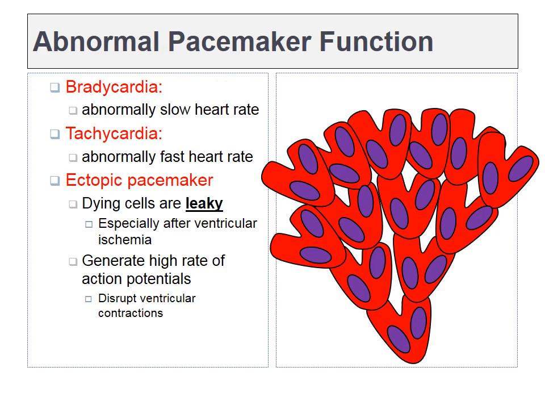Because of the relative simplicity of the SA node and its function, as well as the interconnectedness of all of these cardiac myocytes, it's relatively simple for a heart to develop an ectopic pacemaker. The heart does not need to grow a structure, like growing an extra arm. Damage to any of the muscle tissue, such as after a heart attack, if this does not kill the cells, they may become a little bit leaky to sodium.